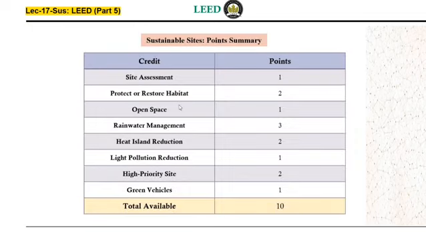Now we have a summary table of all the credits which we discussed in our last slides, with credits and points. Here we have 1, 2, 3, 4, 5, 6, 7, 8 credits, and points are 10. The credits are Site Assessment, Protect or Restore Habitat, Open Space, Rainwater Management, Heat Island Reduction, Light Pollution Reduction, High Priority Site, and Green Vehicles, which have 1, 2, 1, 3, 2, 1, 2, 1 points, in total 10 points.